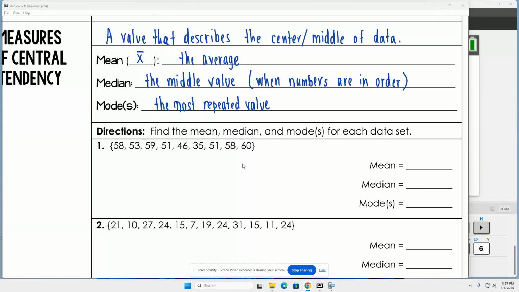58, is it repeated? Yes. So we have a 58, it's repeated twice. 53, is it? No. 59, is it? No. 51, is it? Absolutely, repeated twice. 46 is not, 35 is not, 60 is not. So this actually has two modes, literally two modes. It's 51 and 58. You don't average the modes, you just include both of them, okay? So that's one of the methods of finding the center of your data.